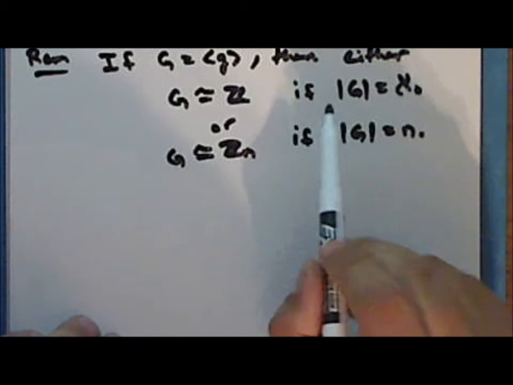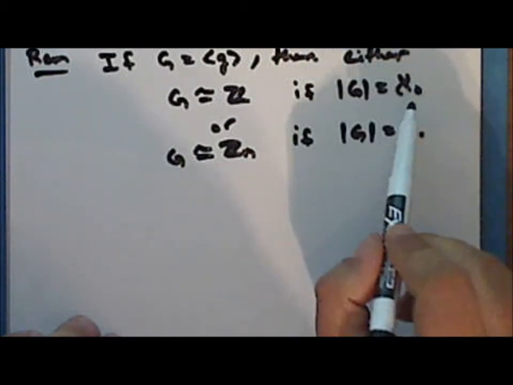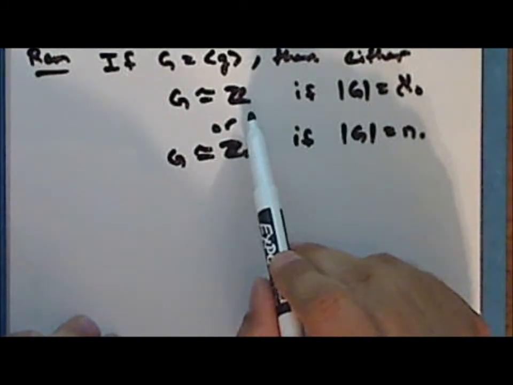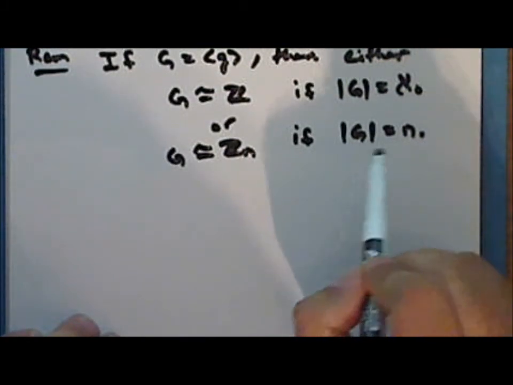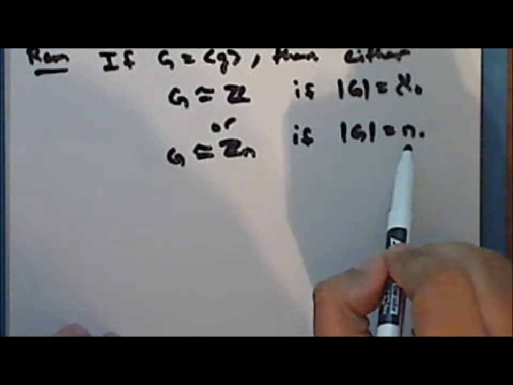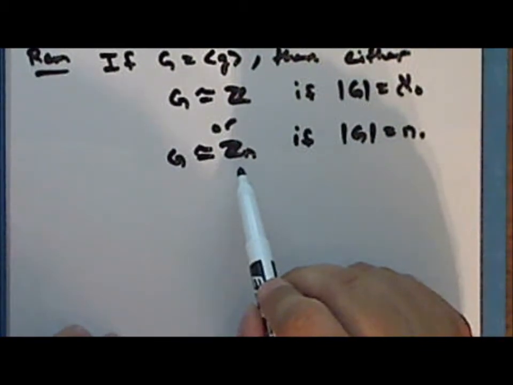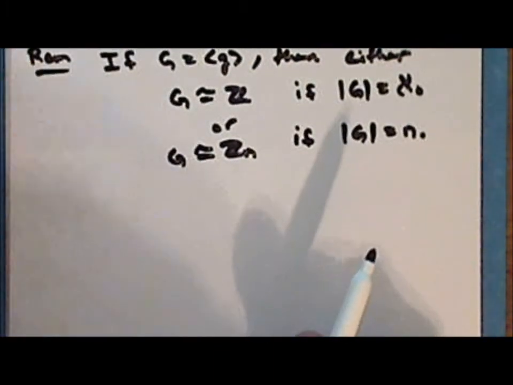In other words, there is only one abstract cyclic group of infinite order. The quintessential model for that group is the integers under addition. And there is only one abstract cyclic group of finite order n. The quintessential model for that group is the integers modulo n under addition modulo n.